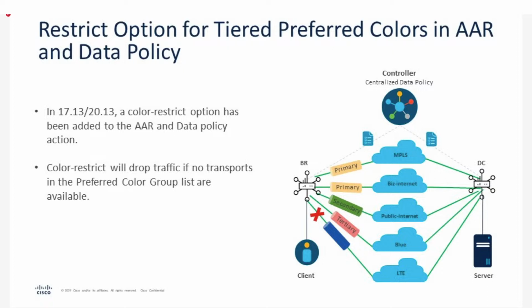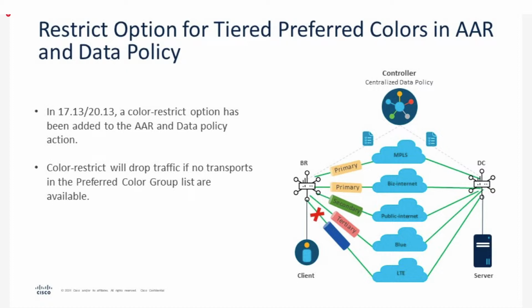Next we have the restrict option of the third preference color in the application aware routing and the data policies. In previous releases, like 20.9, the preferred color group list was introduced to support three levels of priorities of the color preference in the application aware routing and data policies, right? What it actually does is if the primary color fails, then the traffic would be shifted to the secondary color, and if the secondary color also fails, then it would get shifted to the tertiary color. But if the tertiary color also fails, then the traffic would get load balanced between all the available colors which are not defined under the color group, right?